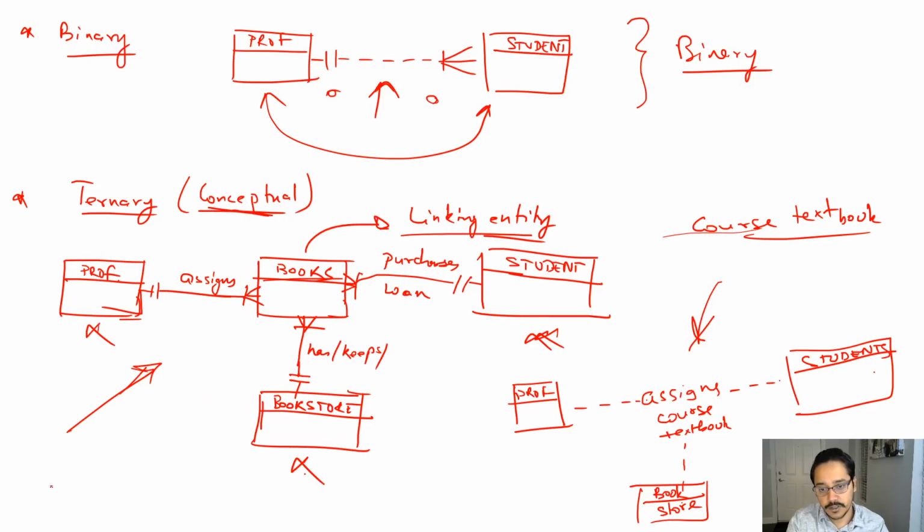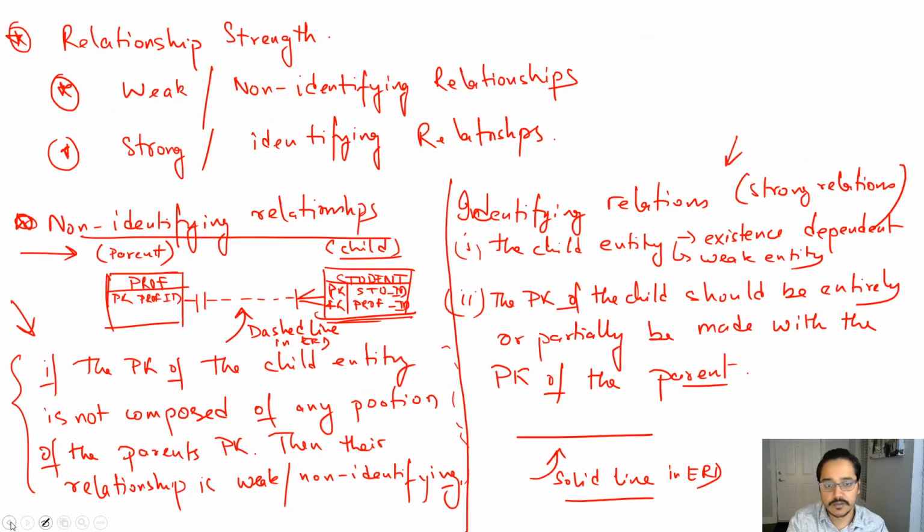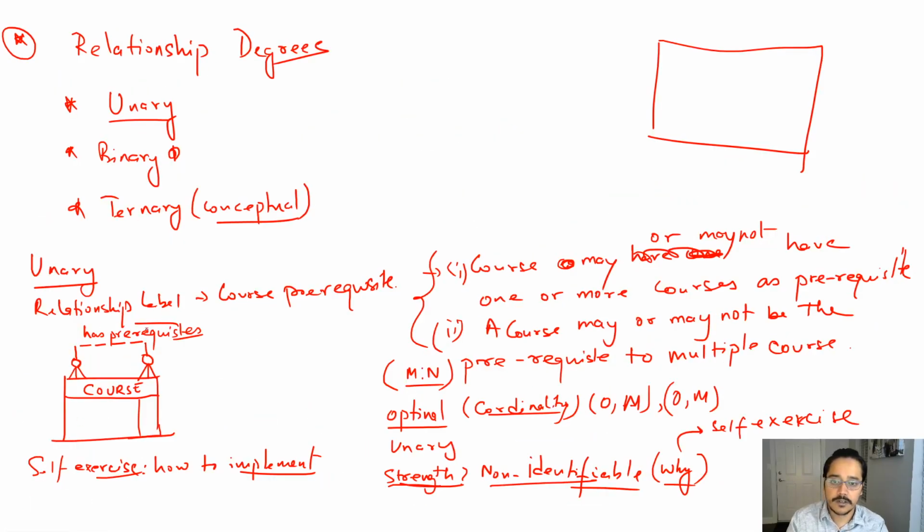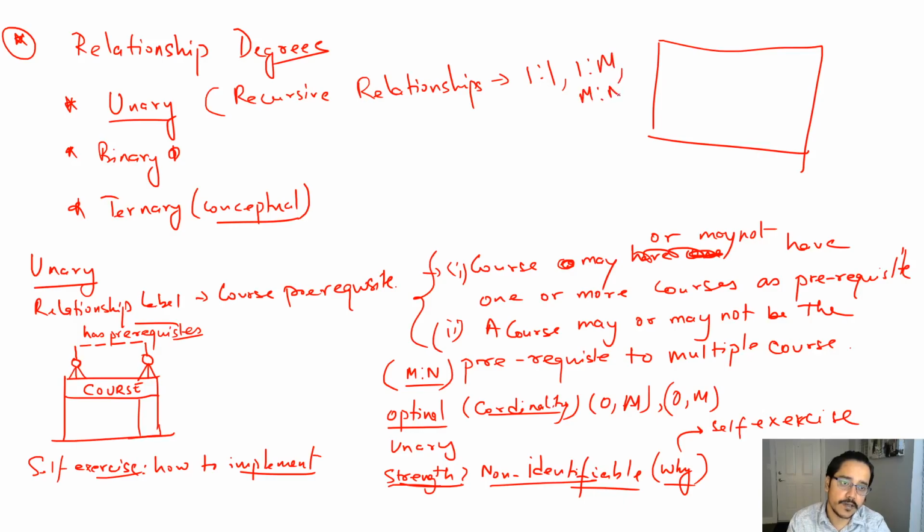Another note is that all unary relationships, where is my unary relationship? Okay, here. So all unary relationships are also known as recursive relationships. Okay, and the connectivity can be 1:1, 1:m, or m:n altogether. That is another way of keeping track of the unary relationship degrees.